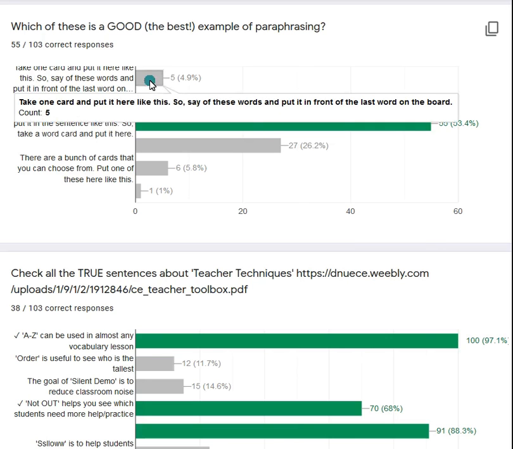Take one card and put it here like this. Okay? So say one of these cards and put it in front of the last word. So you're going from short to long here. So that's not the best answer.